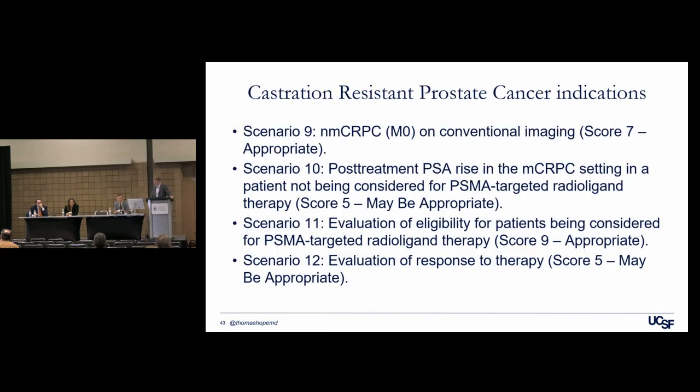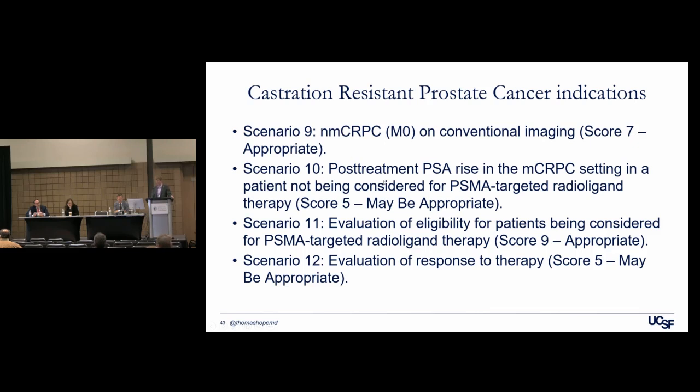Okay, the CRPC settings, the last area I'll talk about. So in the non-metastatic CRPC, we actually approved it as being indicated, and this is sort of interesting because in M0 CRPC, there's actually becoming more data that you can treat that disease with oligometastatic directed RT. Not totally standard of care, but we're moving towards that. And so in this M0 setting, there's potentially a clinical role for PSMA PET.